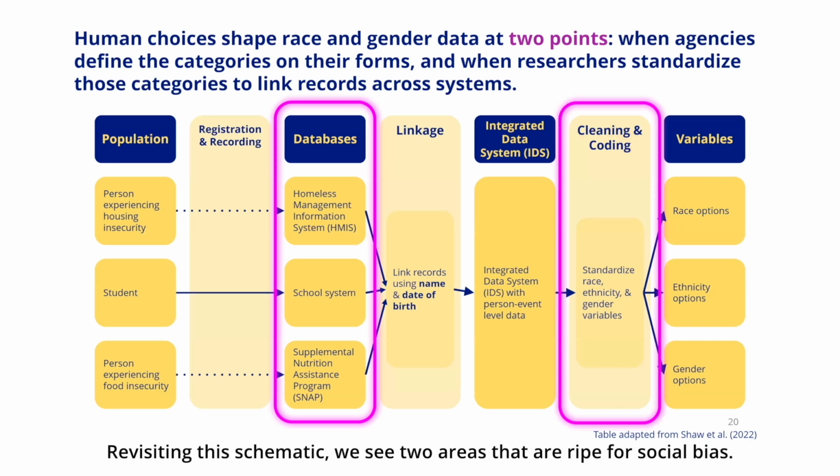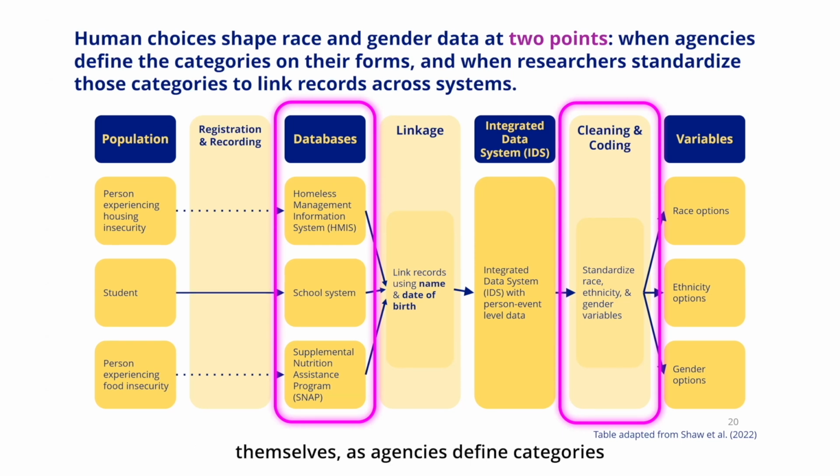Revisiting this schematic, we see two areas that are ripe for social bias. The first area is in the administrative data systems themselves, as agencies define categories on their own forms. The second area is when researchers make decisions on how to clean and standardize all that administrative data as they link records across multiple systems.